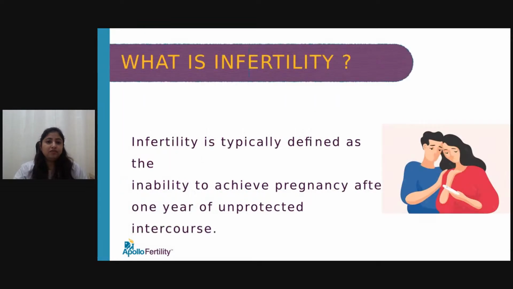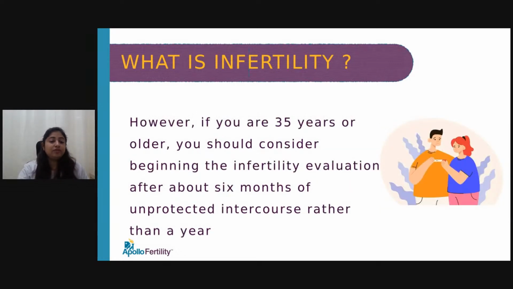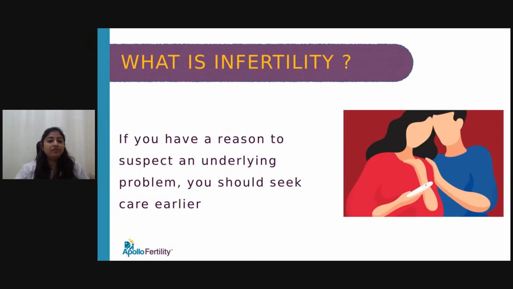First of all, we have to understand what infertility is. Infertility is typically defined as the inability to achieve pregnancy after 1 year of unprotected intercourse. So once any couple has been trying for more than 1 year, that is called infertility. If the woman is more than 35 years and they have been trying for more than 6 months, that is also called infertility. Or if there is any reason to suspect an underlying problem, like irregular cycles, these can be indications for you to go for fertility treatment.